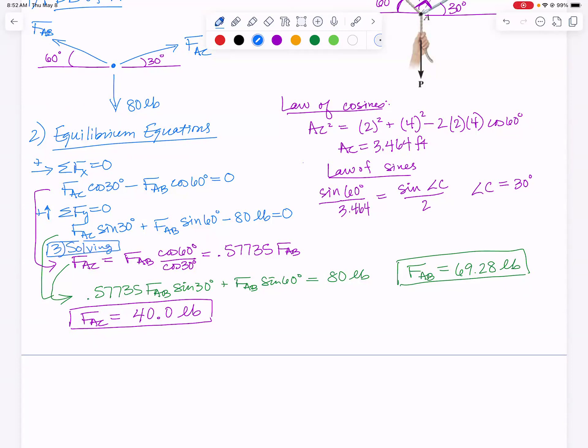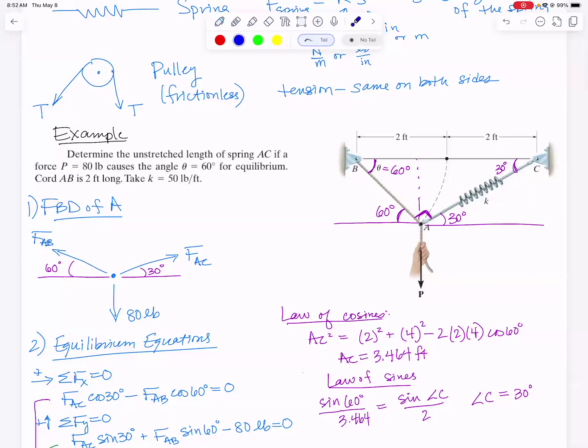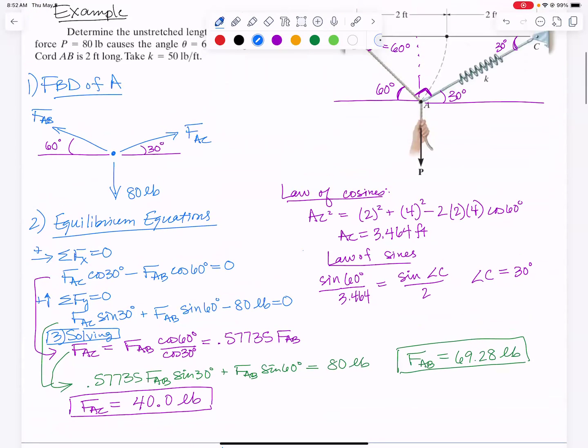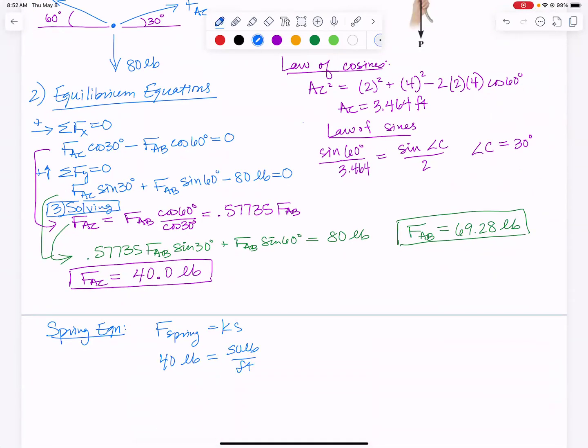F_AC is the spring force. The problem asks for the unstretched length. Remember our spring equation? The spring equation said that the force in the spring is equal to Ks. We know the force in the spring, 40 pounds. We were given k, 50 pounds per foot, and we can solve for s. Solving, we get s equals 0.8 feet are the units.